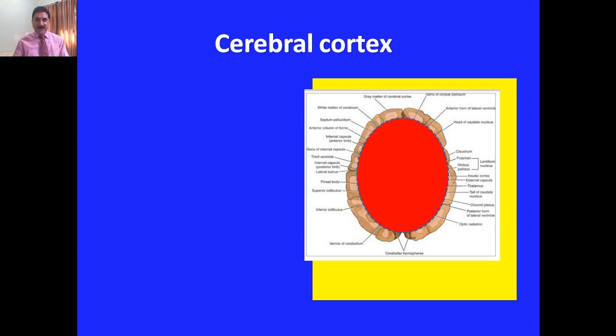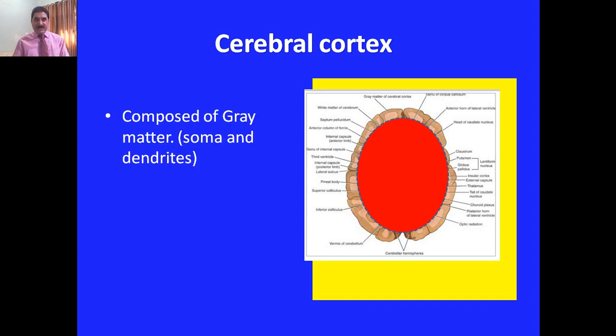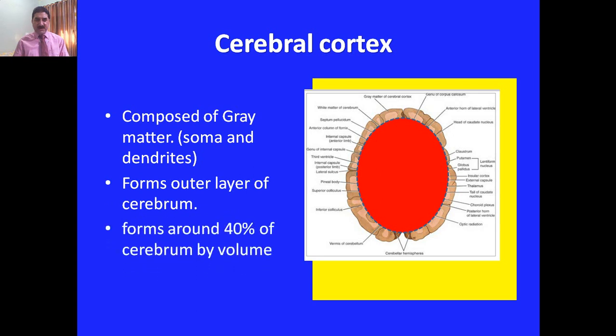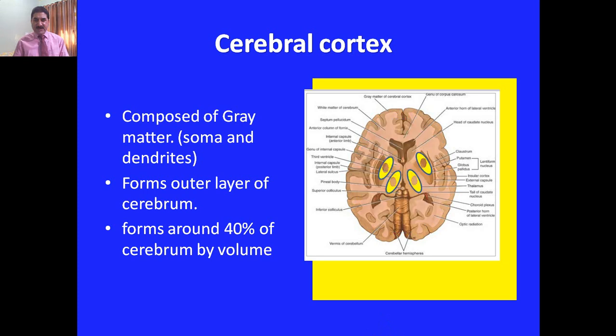Now coming to the cerebral cortex, as shown in this diagram, it is composed of gray matter, which in turn is composed of soma and dendrites. It forms the outer layer of the cerebrum and forms around 40% of the cerebrum by volume. 60% is constituted by the white matter. If we look at this animation, inside the cerebral gray matter, we have cerebral white matter. Now within the white matter, we have masses of gray matter. These masses of gray matter are called basal ganglia.